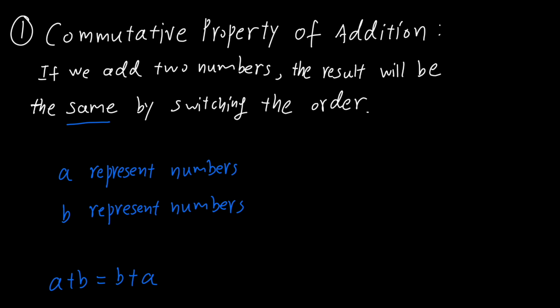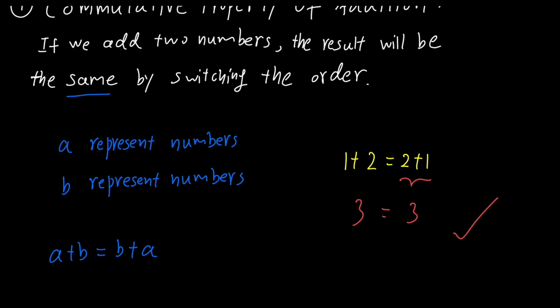Let me give you an example. Let's say 1 plus 2. It's still the same if we switch the order, like 2 plus 1. Let's check. For the left-hand side, we have 1 plus 2, and it will give us 3. For the right-hand side, 2 plus 1 will give us 3 as well. So they are equal, which means this property works. Keep in mind that this general form is important and you want to memorize it.